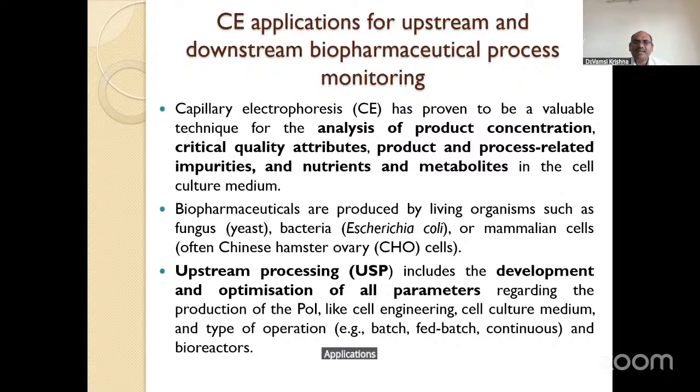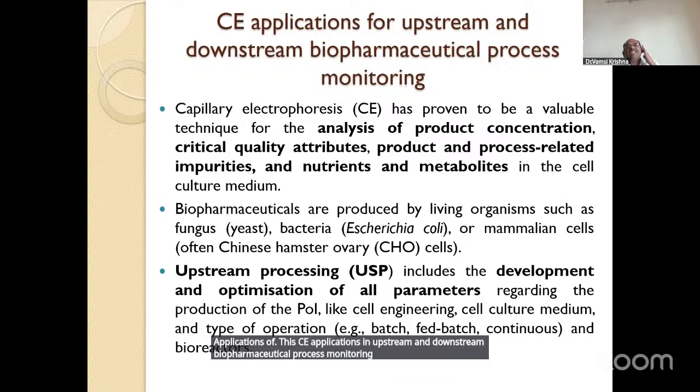Then, applications of CE in upstream and downstream biopharmaceutical process monitoring. This is process monitoring of biopharmaceuticals. Generally, these biopharmaceuticals are produced by living organisms like fungus, yeast, bacteria like E. coli, and mammalian cells. Most commonly, Chinese hamster ovary cells are used. So these biopharmaceuticals, proteins, peptides and monoclonal antibodies, are produced by these living organisms.